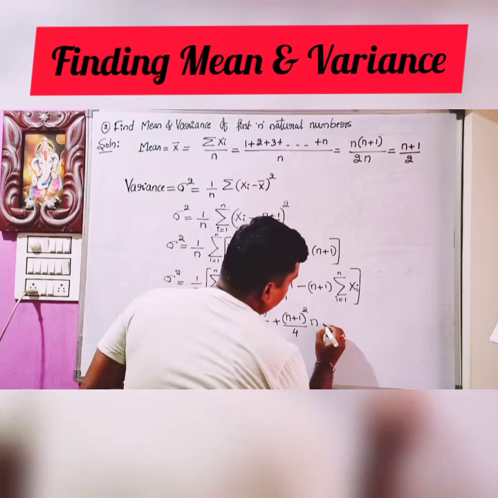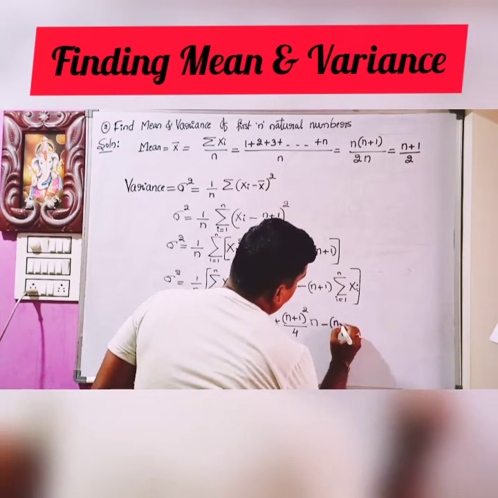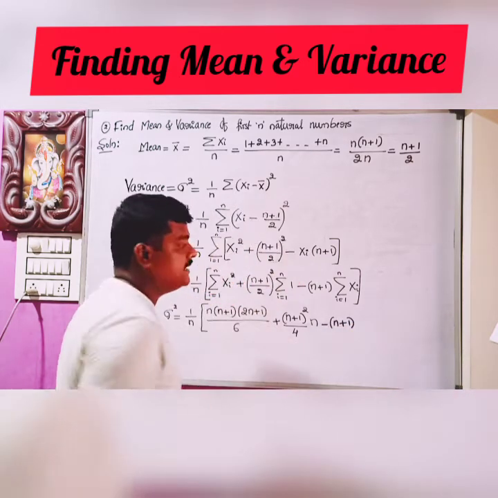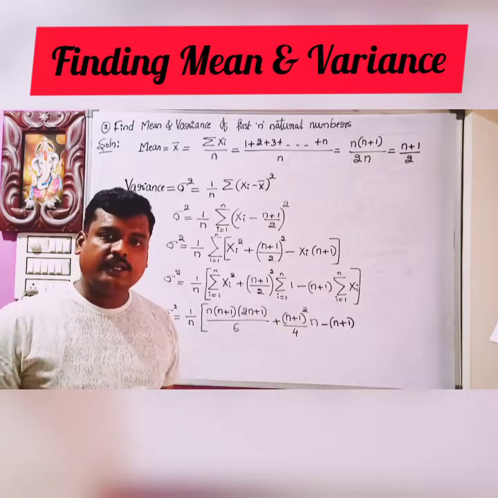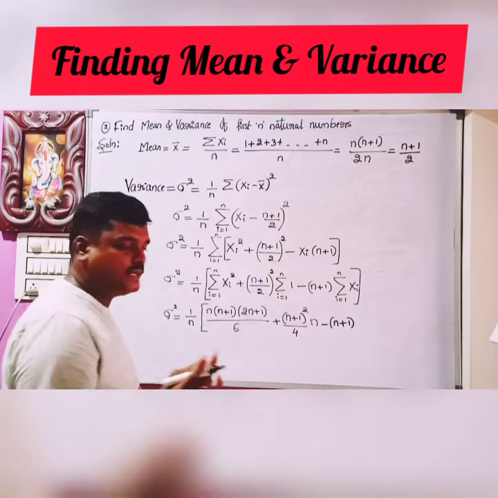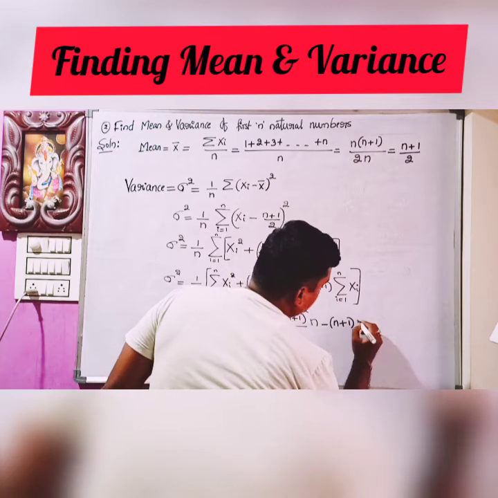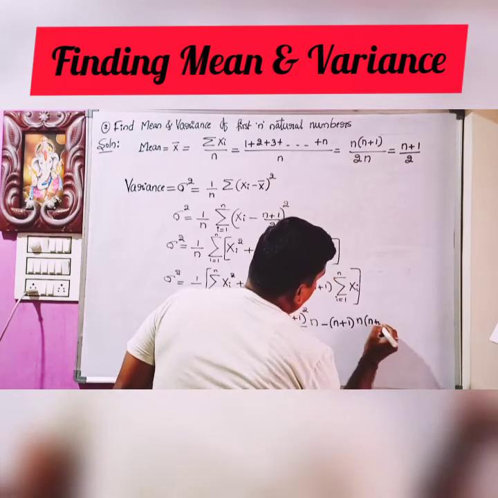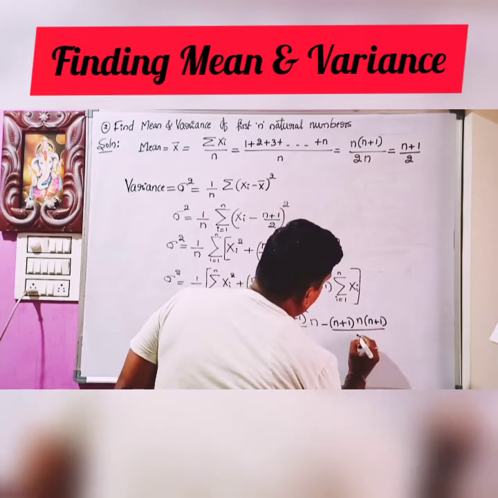n plus 1, so it is minus of n plus 1 as it is. Sum of the first n natural numbers, 1 plus 2 plus 3 plus 4, like that up to n, is n into n plus 1 divided by 2.